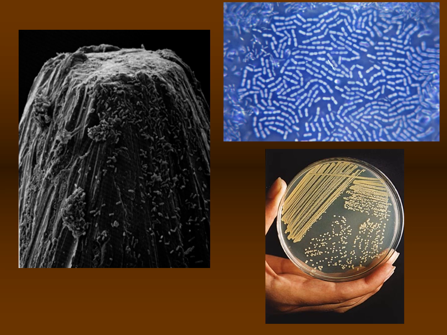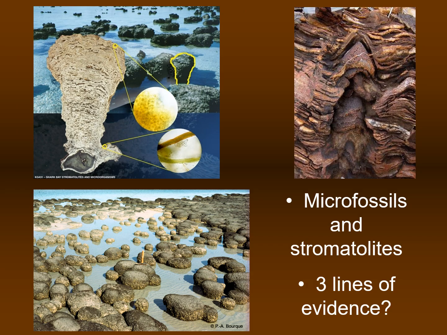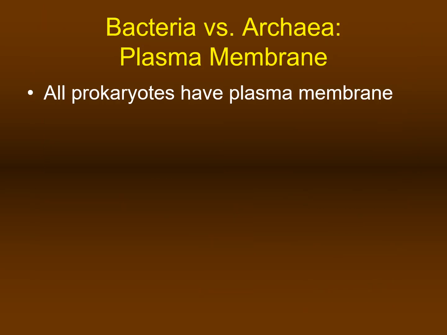This is an example of the microscopic view of bacterial cells, and these are bacterial cells growing on the agar plate. So there are multiple lines of evidence suggesting that the first prokaryotes were pretty old. Two main lines of evidence are microfossils and stromatolites, and also the presence of biomarkers in the fossils.